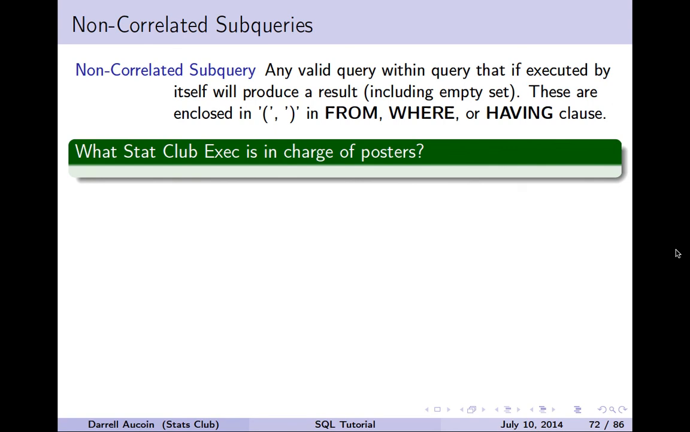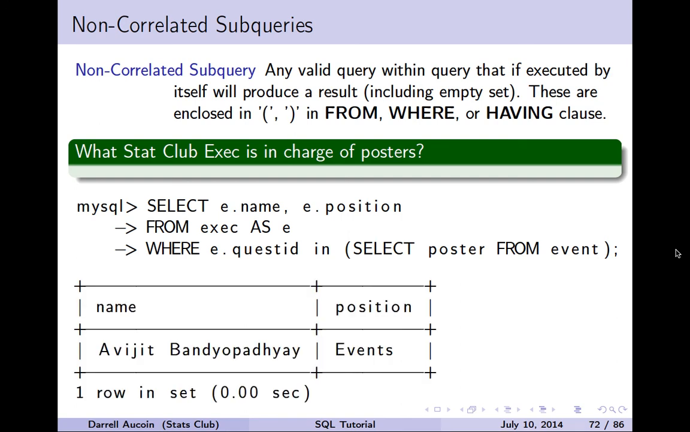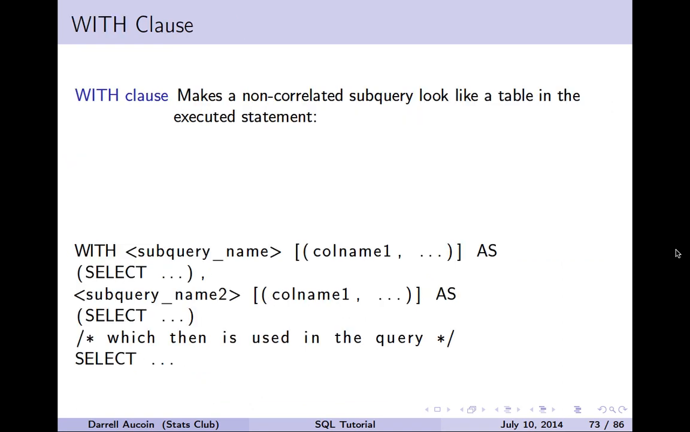For instance, for stats club exec, which club is in charge of posters? If we basically select name, position from exec, where quest ID is in the ones that say poster, we get this guy here, which gives us all the posters.